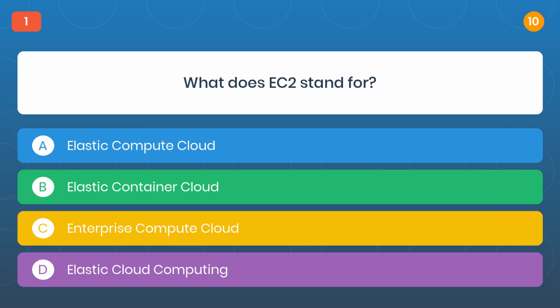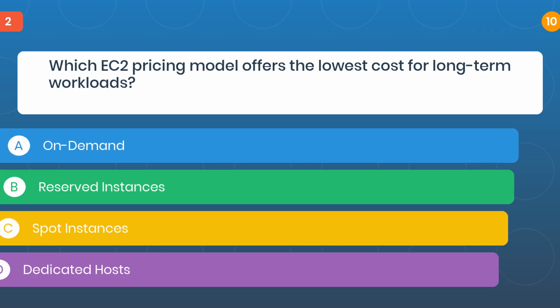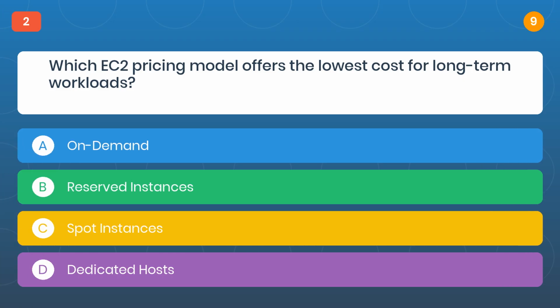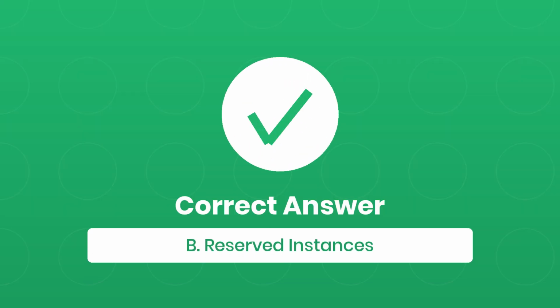Question 1. What does EC2 stand for? The correct answer is A. Elastic Compute Cloud. Question 2. Which EC2 pricing model offers the lowest cost for long-term workloads? The correct answer is B. Reserved instances.